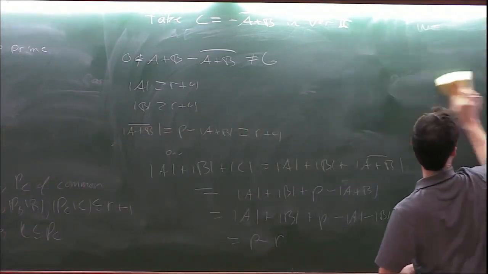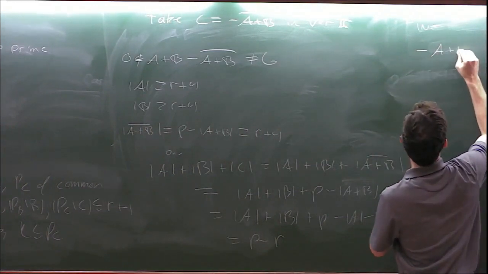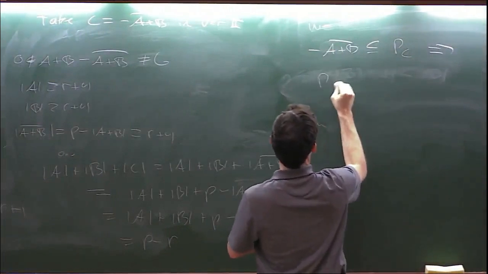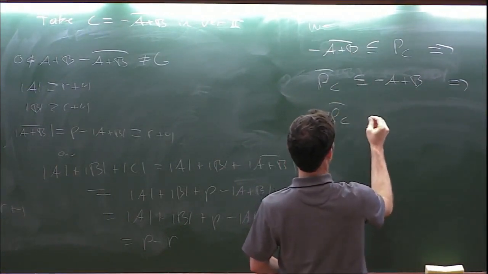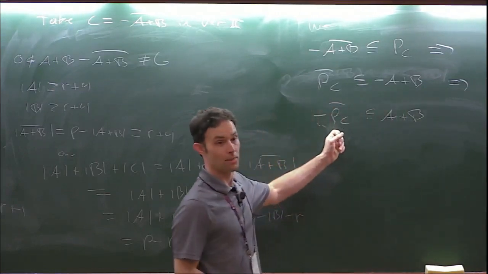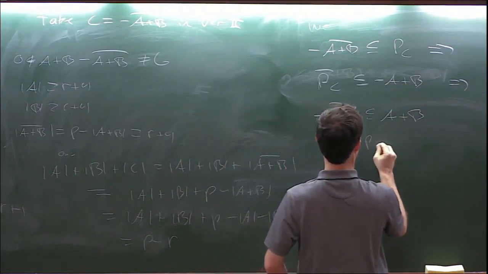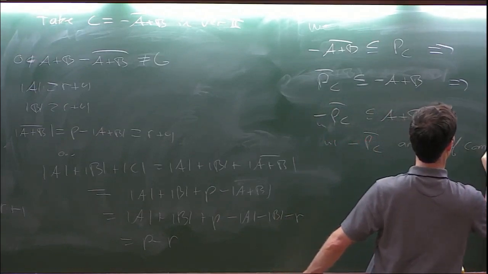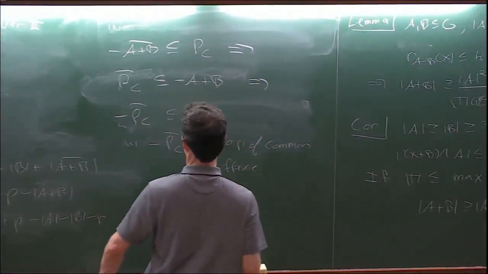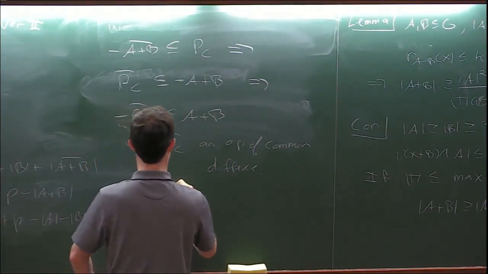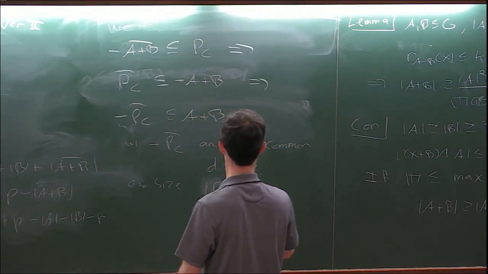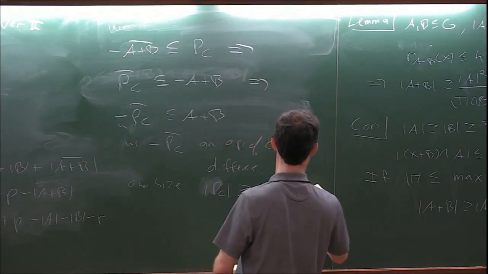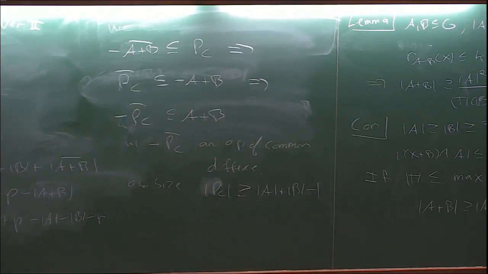All right, so let's see what happens. That means P complement is contained inside negative A plus B. Or negative P C complement is contained inside A plus B. And of course, that's an arithmetic progression of the same difference. And if you do the calculation, it has size A plus B. Well, at least. We just do the complement that follows from this bound over here, being at most R plus 1. We don't have quite time to do it, but it gives us at least A plus B minus 1.